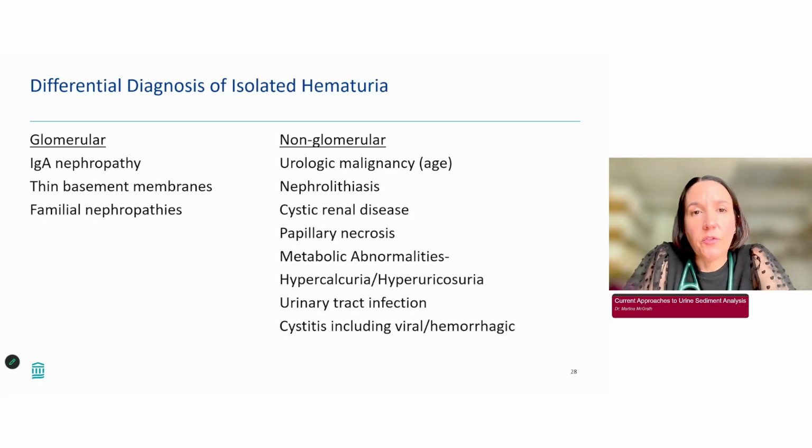If we look at the differential diagnosis of isolated microscopic hematuria, we can divide it into glomerular and non-glomerular causes. So the glomerular causes are typically IgA nephropathy, thin basement membranes, and familial nephropathies, whereas the non-glomerular causes are urologic malignancy, again emphasizing this point around age, kidney stones, cysts, papillary necrosis, metabolic abnormalities, including hypercalciuria and hyperuricosuria, infection, and then viral or hemorrhagic cystitis can also cause isolated hematuria.